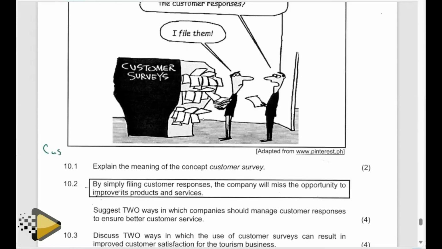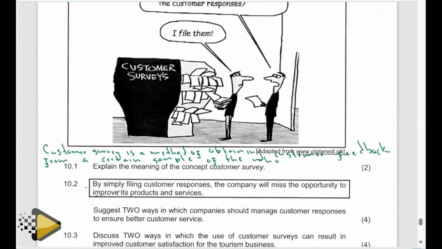So customer survey is a method of obtaining customer feedback from a certain sample of the whole population. There are different customer survey methods. Some use questionnaires. Some use feedback cards. So it is a method of obtaining customer feedback from a certain sample of the whole population.